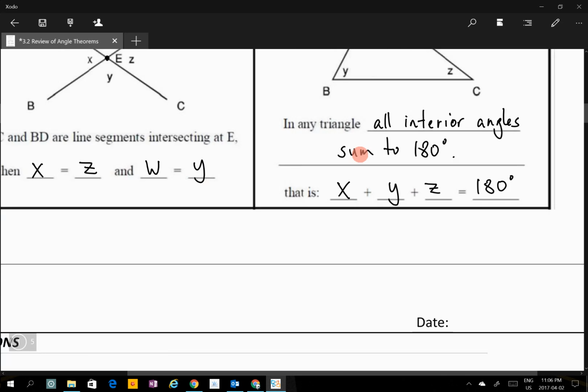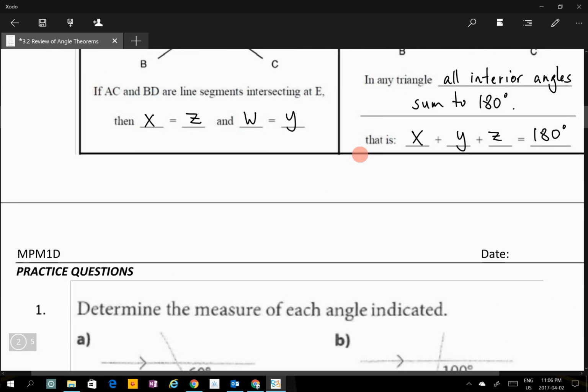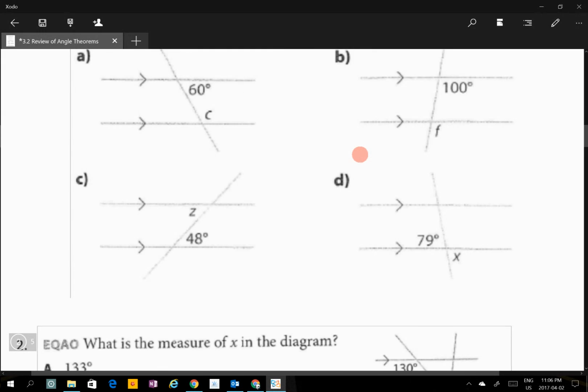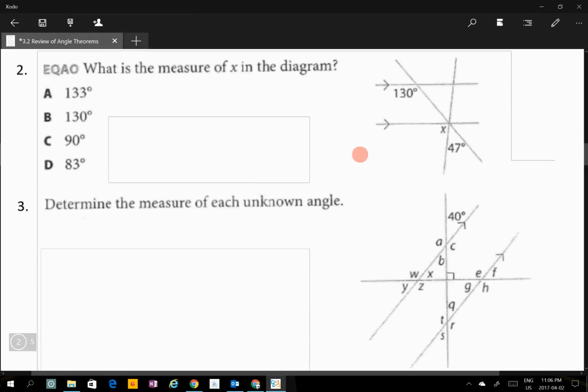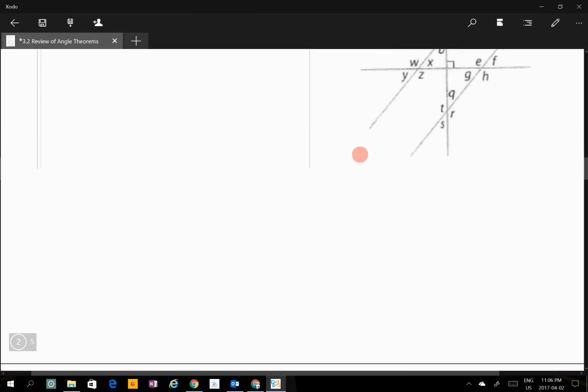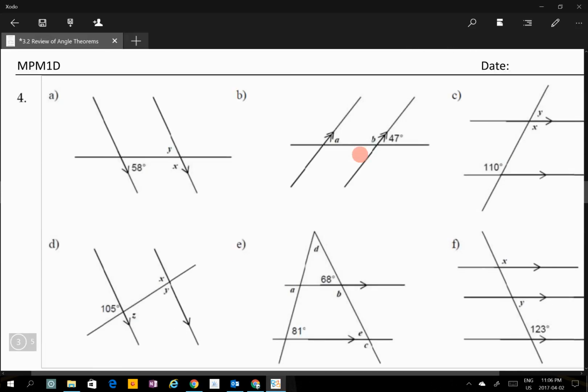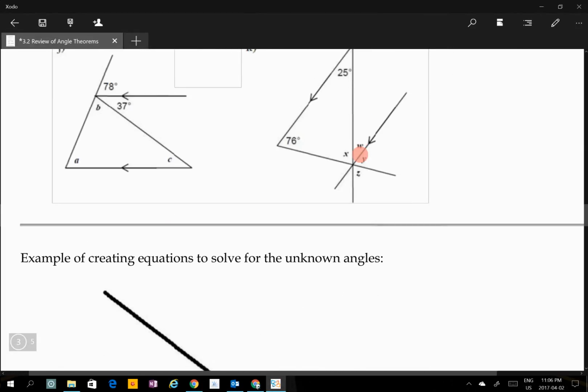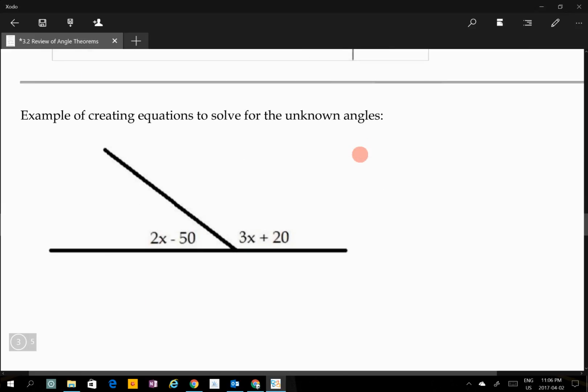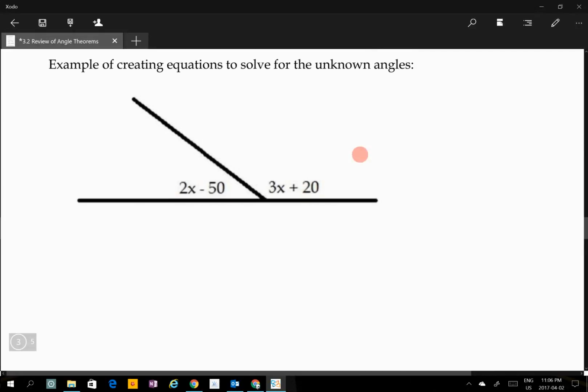Okay, so I want you to use these angle properties to figure out some practice problems. I have some practice questions for you to do. Before you jump into the practice questions, I just want to show you one example on how to use equations to help you find an unknown value for an angle. So here's an example of creating equations to solve for unknown angles.